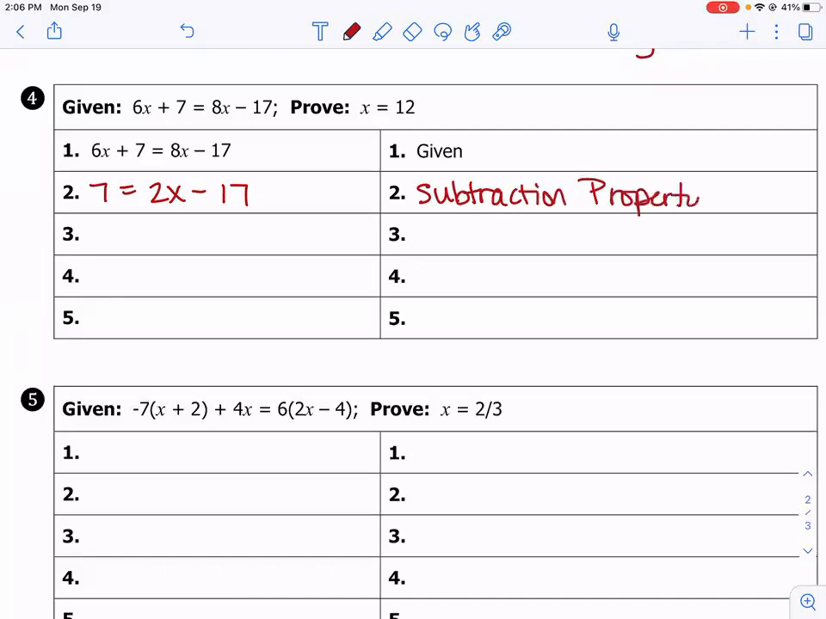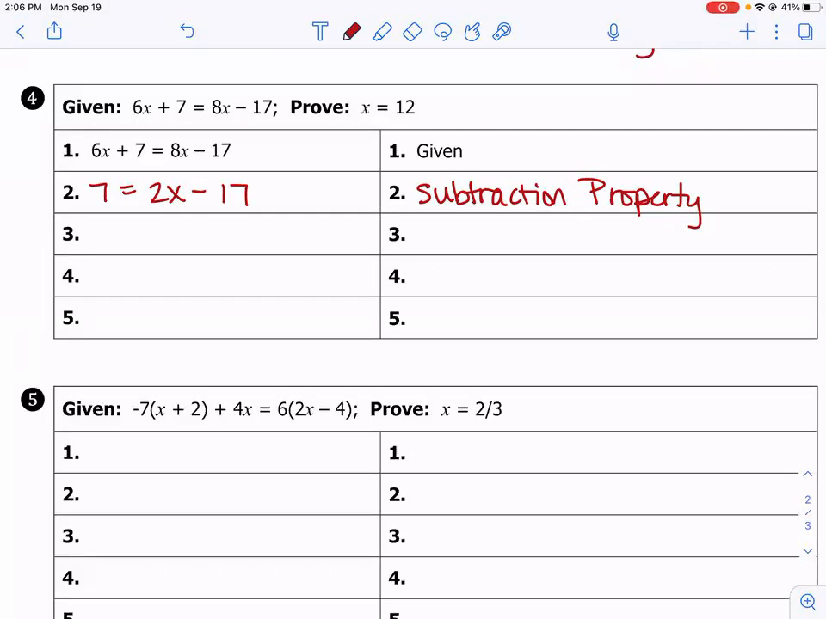Yes, you write this down. How do I do it either way? First add 17, it doesn't matter. And if you wanted to subtract 8x from both sides, that's fine too. Okay.